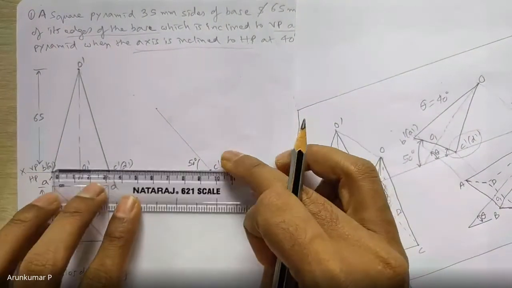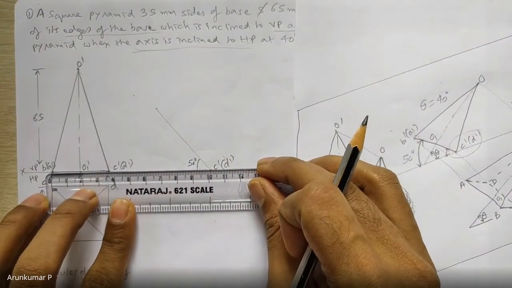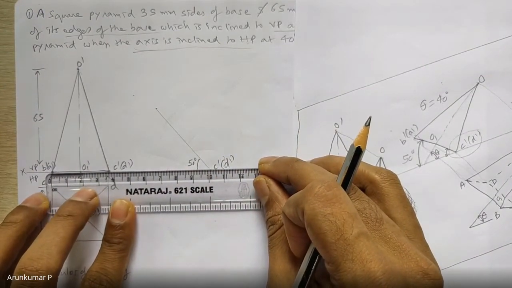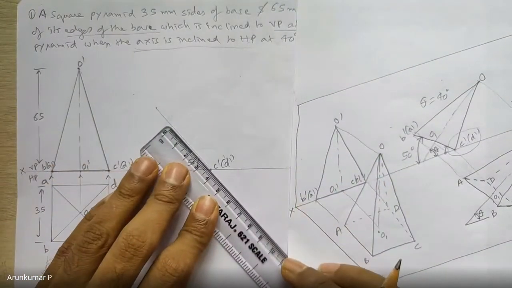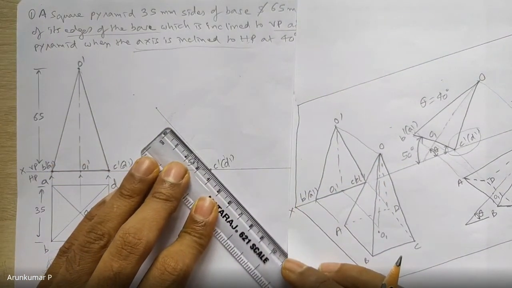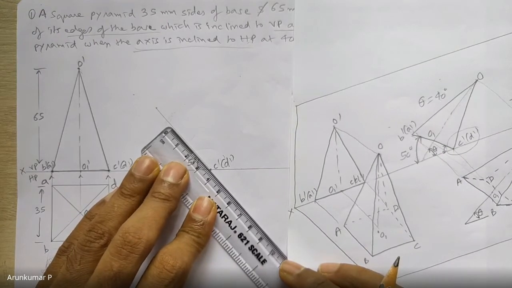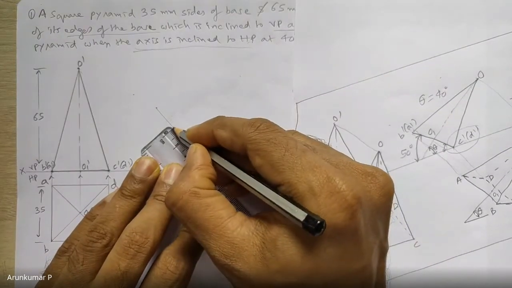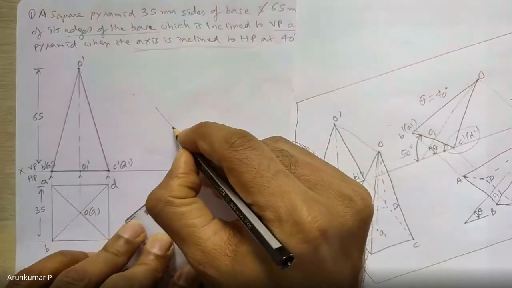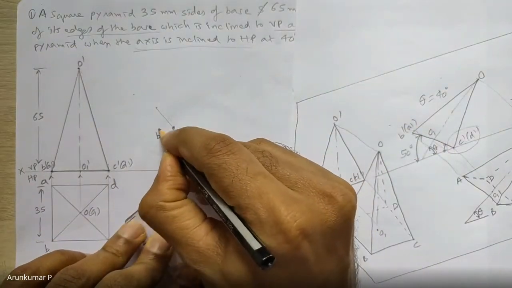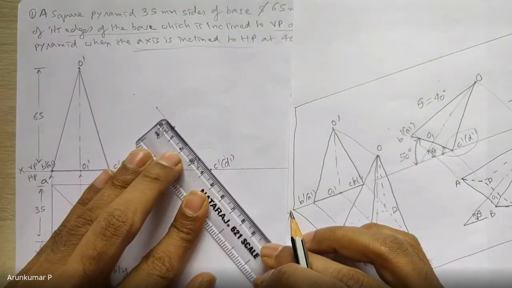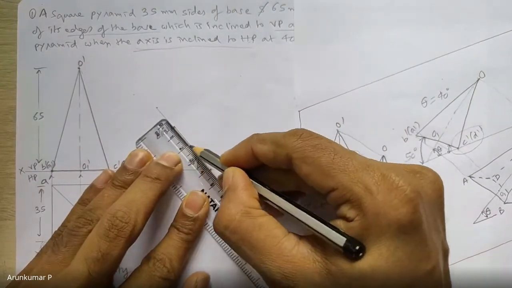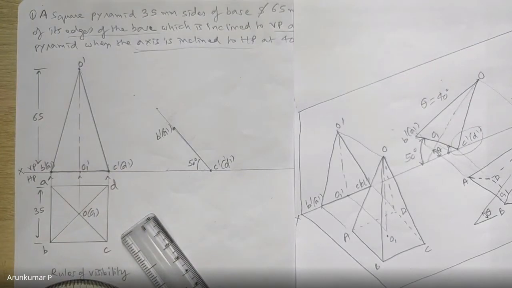What is the length of the base? 35 mm. If you want, you can measure and check it out. It is 35 mm, equal to the length of the square. So 35 mm. So this point is B dash, A dash. This point is C dash, D dash. This is the base.